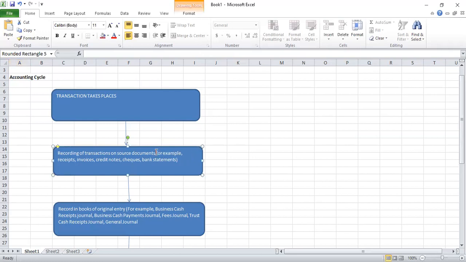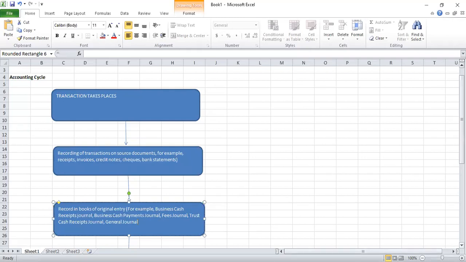the recording of source documents, which serve as proof that a transaction actually happened. For example, receipts, invoices, credit notes, and stuff like that. The third thing would be the recording in the books of original entry, which will be our focus for today, whereby we'll be looking at the business cash receipts journal, business cash payments journal, trust cash receipts journal, trust cash payments journal, the fees journal, the general journal, and all other journals that are used.